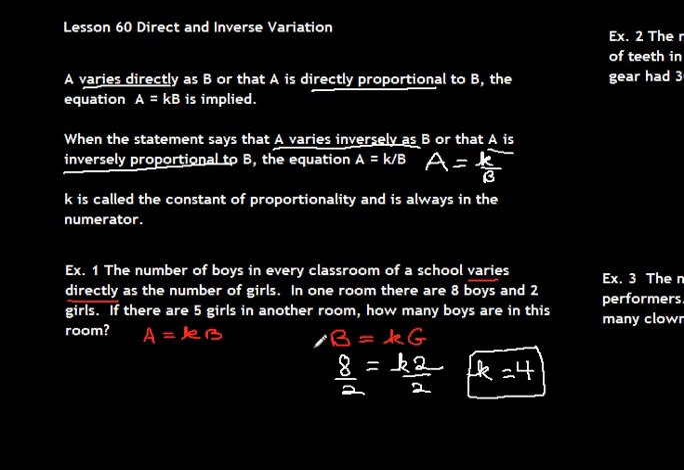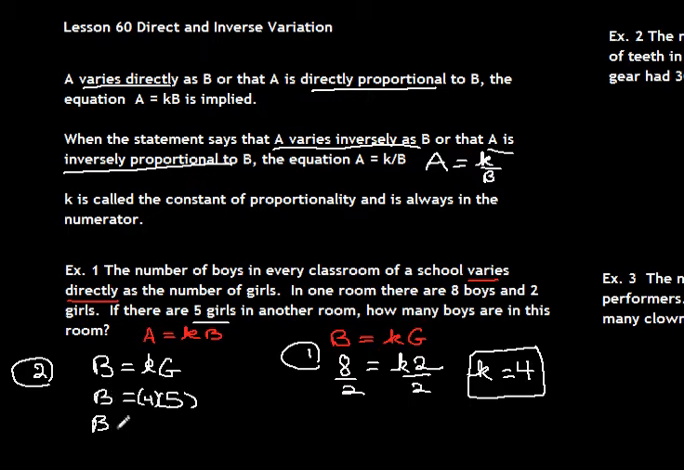So this is a 2-part problem. The first part is you're going to find your K. The second part of the problem is we use our K and the other variable that they gave us to find the variable that we're looking for. So here we go. If there are 5 girls in another room, we're going to start with this same thing, B equals KG. This time they're telling us that there are 5 girls. So for the G, we're going to put the 5, and we know our constant of proportionality, our K, is 4. So we can find out that the number of boys is equal to 20.